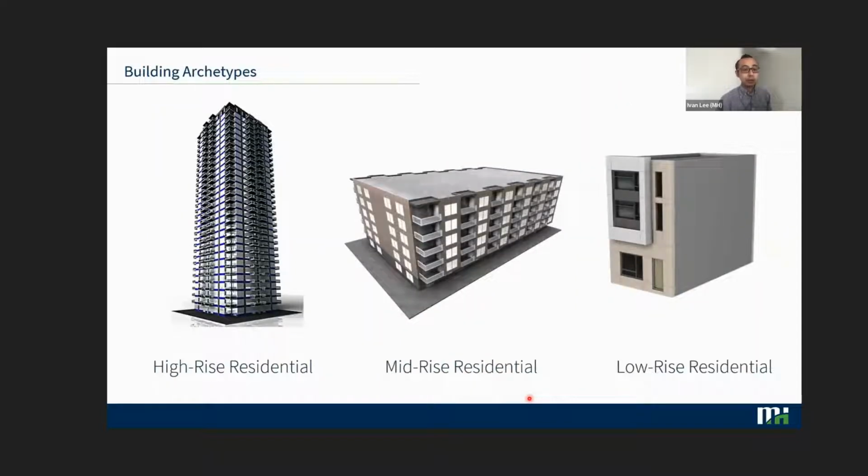So here are the three archetypes. We have a high-rise residential, a mid-rise residential, and a low-rise residential, which is represented by a stacked townhome. These archetypes were developed with the help of the City of Vancouver. They had sent us drawings from recent building permit applications back around 2020. We also supplemented that information with some of the buildings that we've worked on and made our own adjustments. So these are buildings that are representative of what you would typically find within the city, and we try to get that as close as we can.